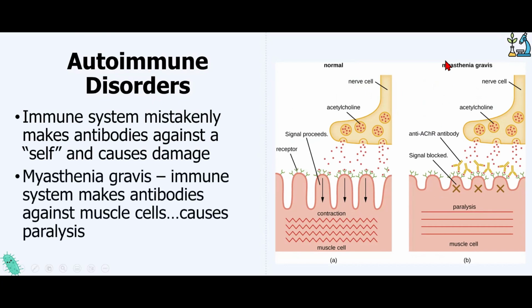Here's an example of an autoimmune disease where your immune system is producing antibodies against your muscle cells, and it's going to target and damage the muscle cells and block them from contracting. As you can see here, when your muscle cells contract, they need to bind to the acetylcholine neurotransmitter, but the antibody is blocking it, so your muscle cell does not contract, and we go into paralysis. This is just one example of an autoimmune disorder. There are dozens and dozens of different types.